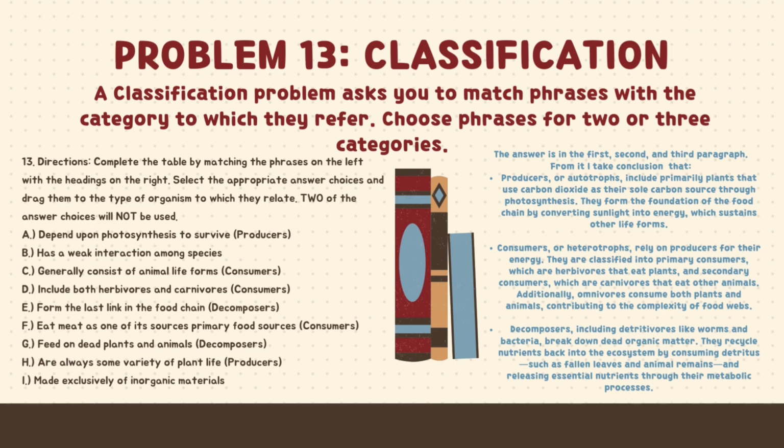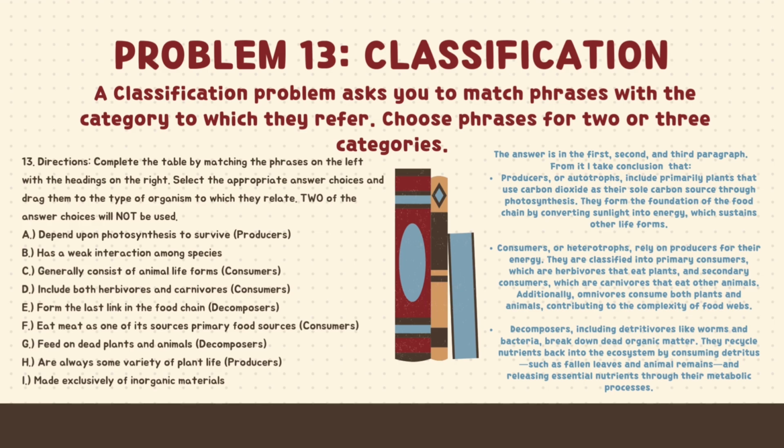Consumers, or heterotrophs, rely on producers for their energy. They are classified into primary consumers, which are herbivores that eat plants, and secondary consumers, which are carnivores that eat other animals. Additionally, omnivores consume both plants and animals, contributing to the complexity of food webs.